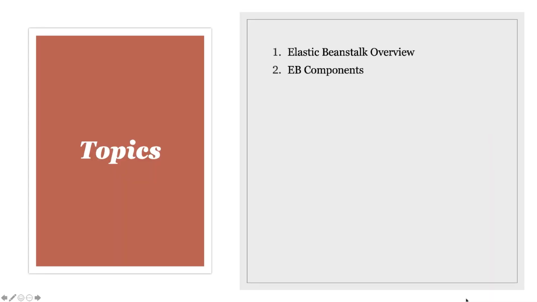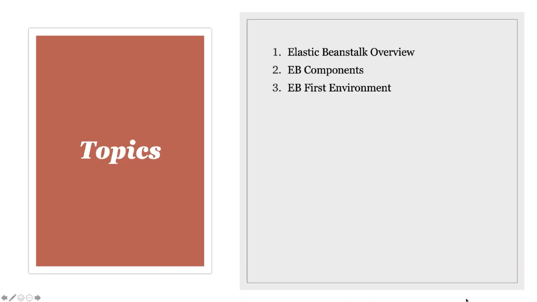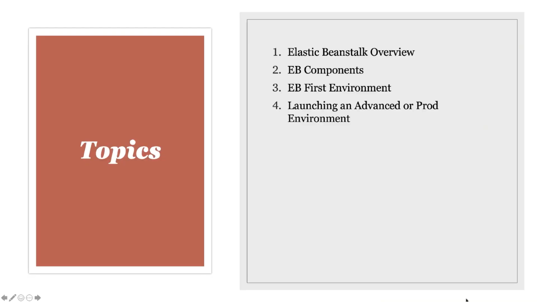Then we'll start with the Elastic Beanstalk components. In the Elastic Beanstalk components, we have three main categories: application, application version, and environment. Then we'll deploy our first Elastic Beanstalk environment. So this would be a simple environment. We'll not go into much complex details, and we'll see how you can make use of Elastic Beanstalk to deploy a Node.js application.